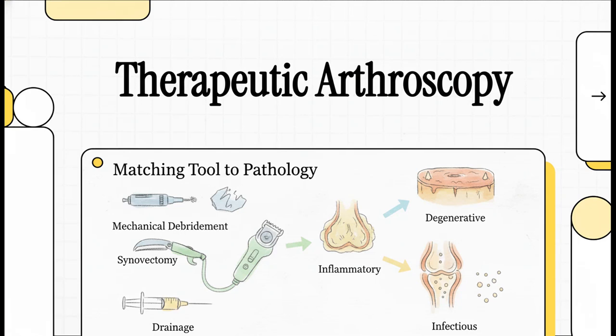All right, everyone. Today, we're diving deep into the world of arthroscopy. But we're not just talking about its use as a diagnostic camera. We're going to focus on its real power as a therapeutic tool. We'll break down exactly how we match specific arthroscopic techniques to three completely different kinds of joint problems: degenerative, inflammatory, and infectious. Let's get right into it.